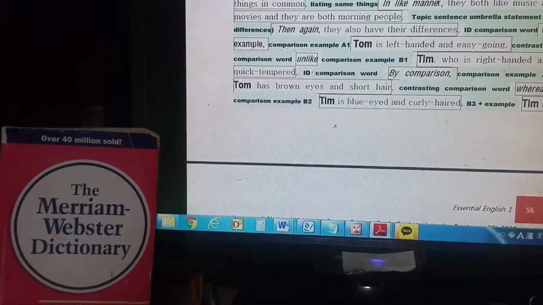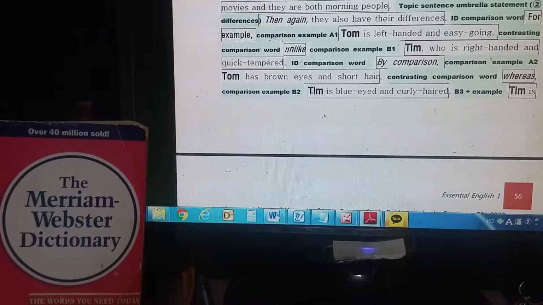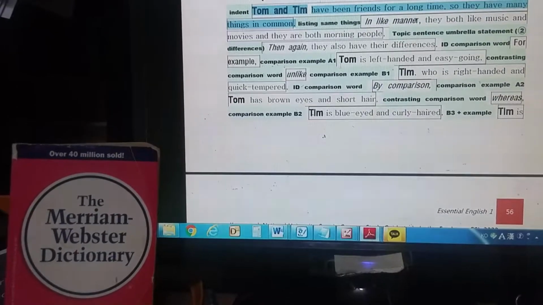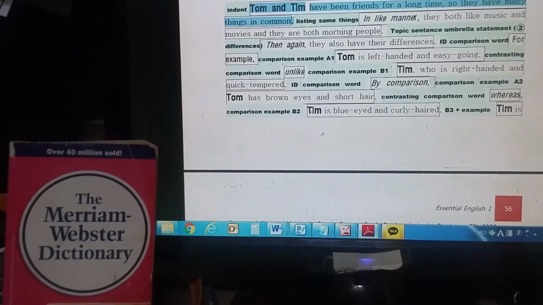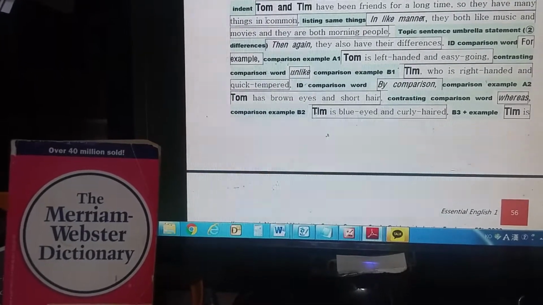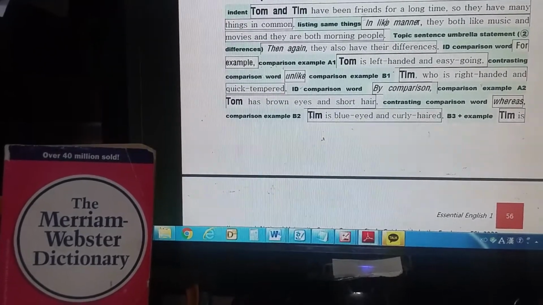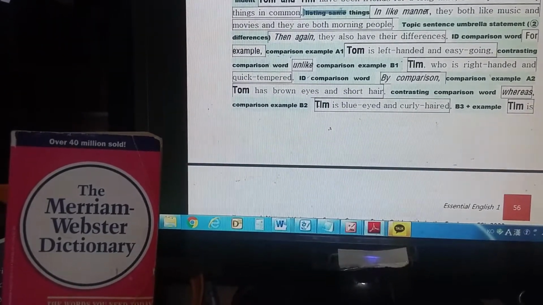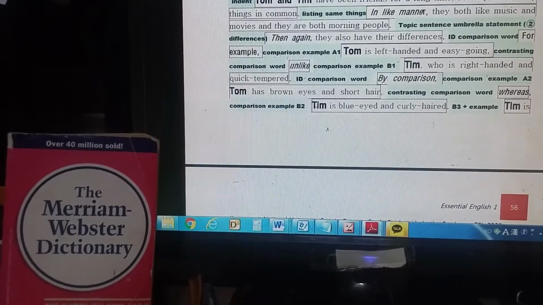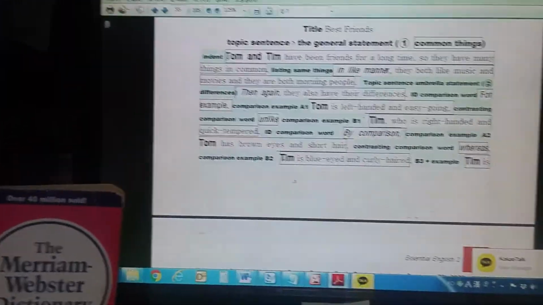Tim and Tom have been friends for a long time, so they have many things in common. That's a very general statement. The two guys, long time, things in common. Now you're going to put in common, which means the same things, like listing the same things. So you do what? Now here you start writing. You don't write this. Don't put indent in. Don't put topic sentence in. You only start here. You see the block? Only start with the block here.